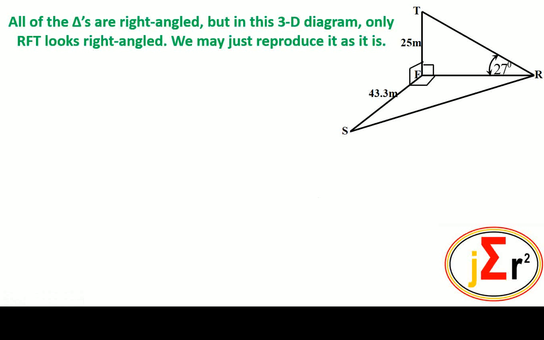All of the triangles are right-angled, but in this 3D diagram, only RFT looks right-angled. We may just reproduce it as it is. In the 3D diagram, only that triangle appears to be right-angled, so we just take advantage and go at it and make that be our first.